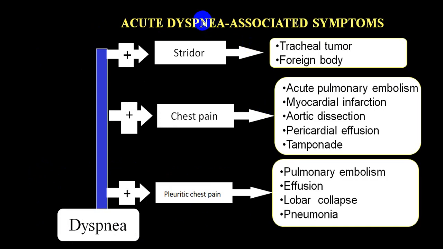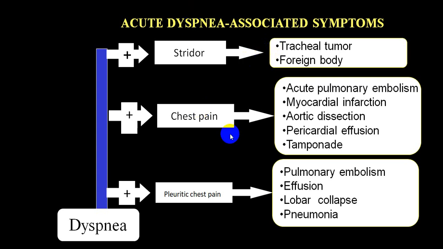If dyspnea is acute and there is stridor, very frequently it is because of a foreign body. Or there may be a tumor compressing on the trachea, or there may be what we call inspiratory stridor in case of whooping cough, laryngeal carcinoma, laryngeal edema, angioneurotic edema, anaphylactic shock, etc.